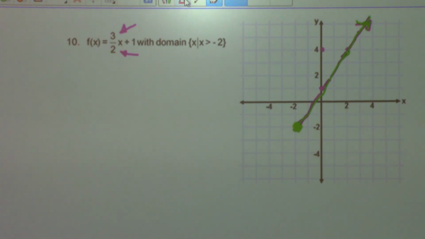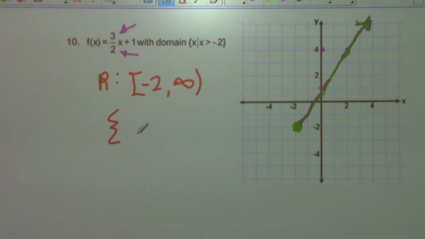So what is our range going to be? Our range, let me get red. Range is going to be bracket -2, comma, infinity. But that's interval notation. Let's put that in set notation, right? How do we write that in set notation? Y such that y is greater than or equal to -2. Is that going to be it there? So set notation, and this is going to be interval notation.